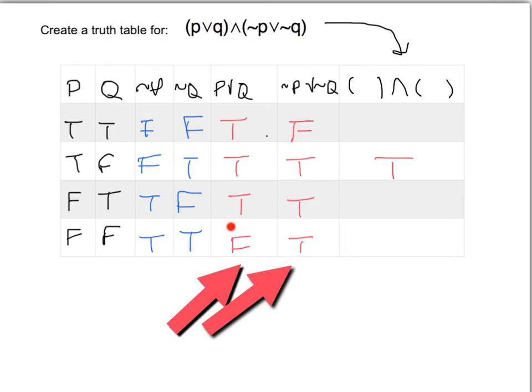Here they're both true. So that's going to be true. And in the last one, again, they are not both true. And so this first one and this last one are going to be false. And so now our truth table is complete. Essentially, this is the final answer.